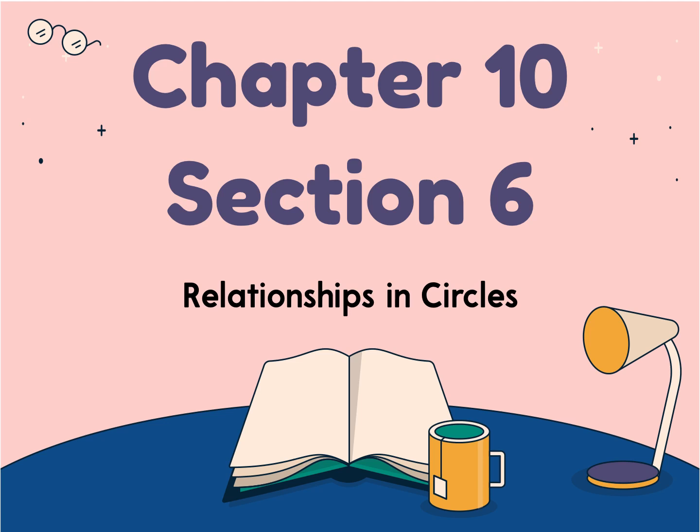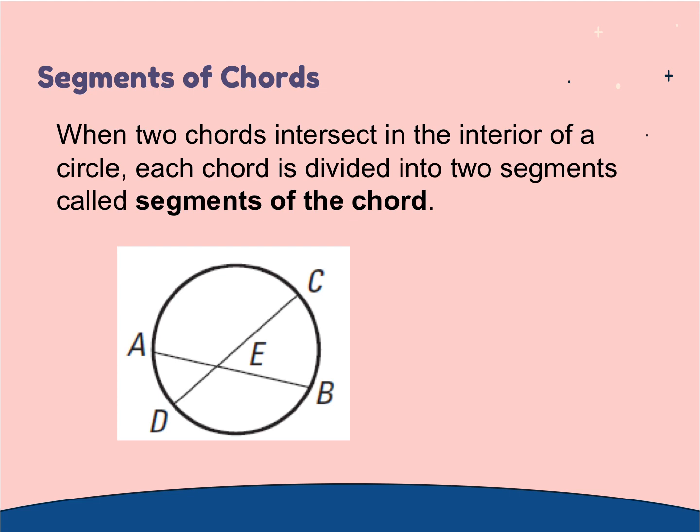All right, so today we're going over chapter 10, section 6, relationships in circles. So we have segments of chords. When two chords intersect at the interior of a circle, each chord is divided into two segments called segments of the chord. So this is kind of self-explanatory. This is a segment, this is a segment of that one chord, and then I'm going to do it in blue as well. This is a segment of this chord, and this is the other segment of this chord.